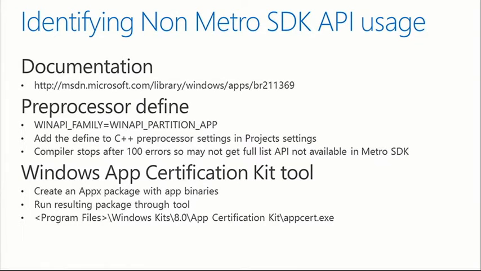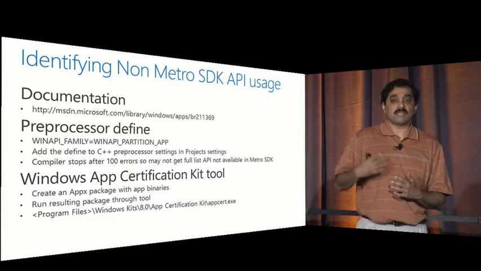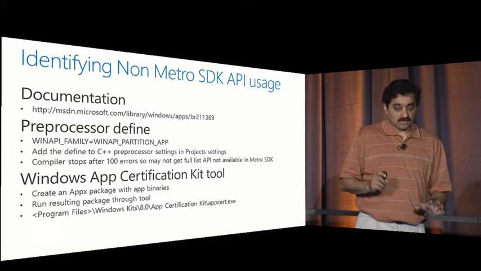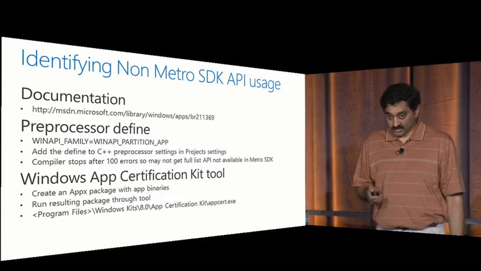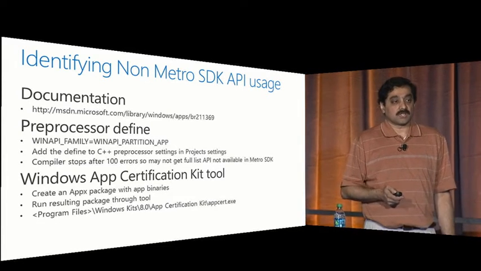The third tool that's available to you is the certification kit. Essentially, it requires you to build an APPX package and run the tool on that, and it will flag all the APIs that are not available. So there are some tools available to you to find out what's the work involved.